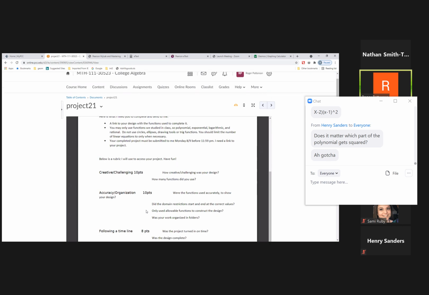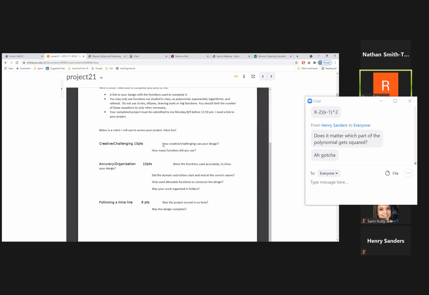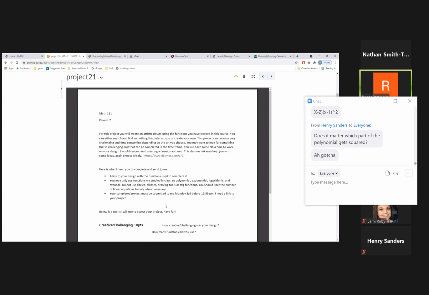This is how it's going to be graded. Okay, I look at about how challenging it is, how many functions did you use, were the functions you used accurate to show, I don't know, your design. This thing's kind of dinked up, I don't know why. Did the domain restrictions, and I'm going to show you that here in a second. I'm going to show you how to do folders here in a little bit. Was it turned in on time, and was the design complete? So those are the things that you're going to get graded on.